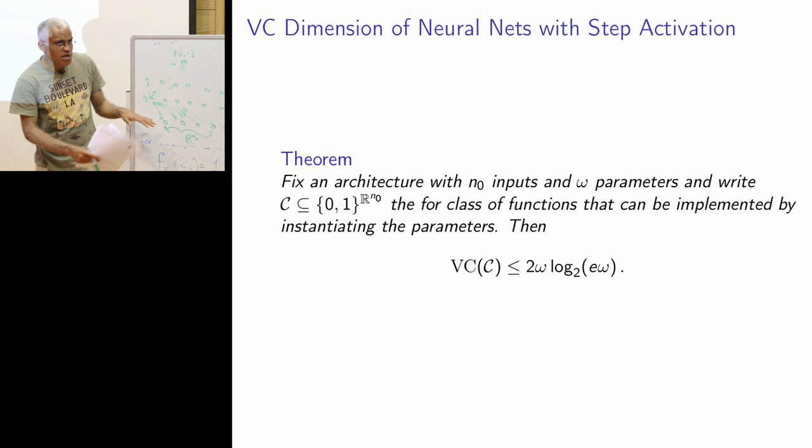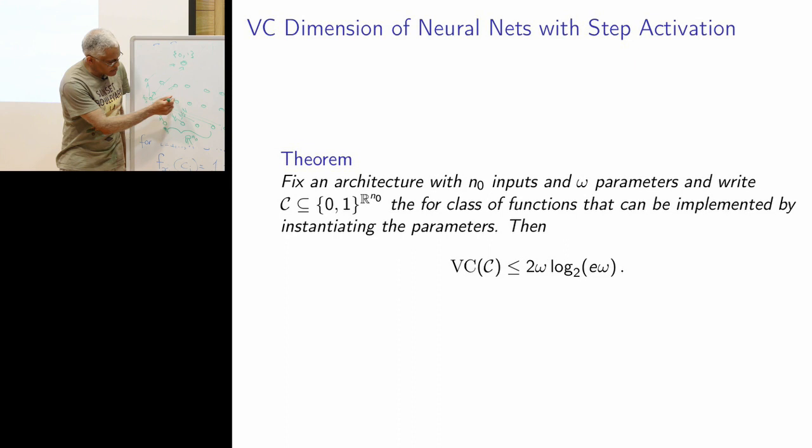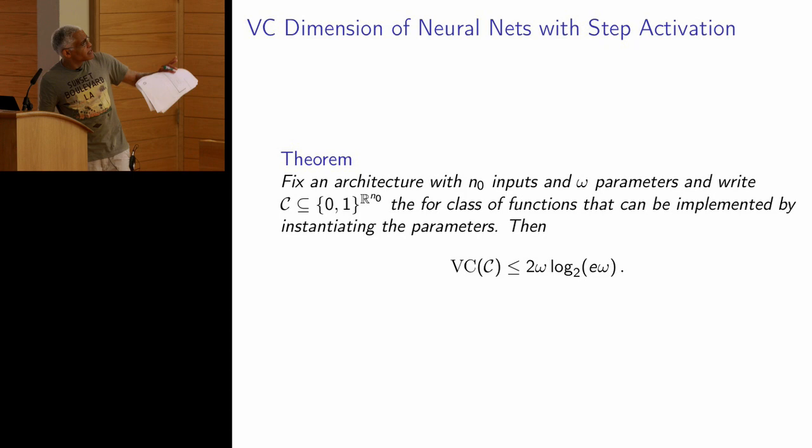We know the VC dimension of a linear classifier, therefore we have a bound on the growth function. Using a bound on the growth function for every layer, you can trivially get a bound on the growth function for the whole thing. From the bound on the growth function, you get a bound on the VC dimension. So just by simple manipulations, you can prove this result. But the basic idea is that the number of parameters corresponds to the VC dimension.